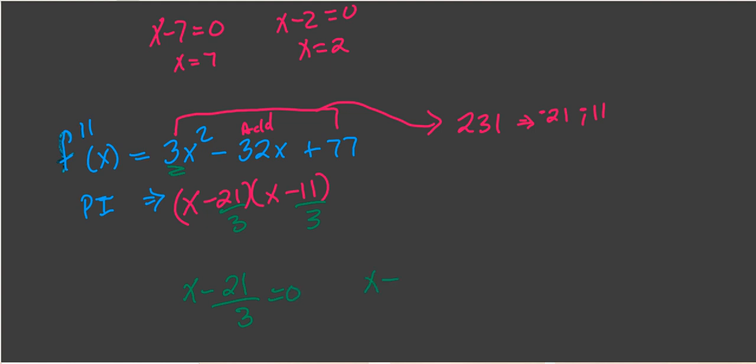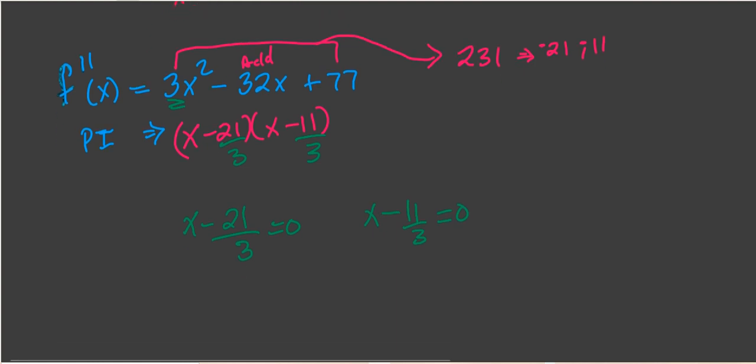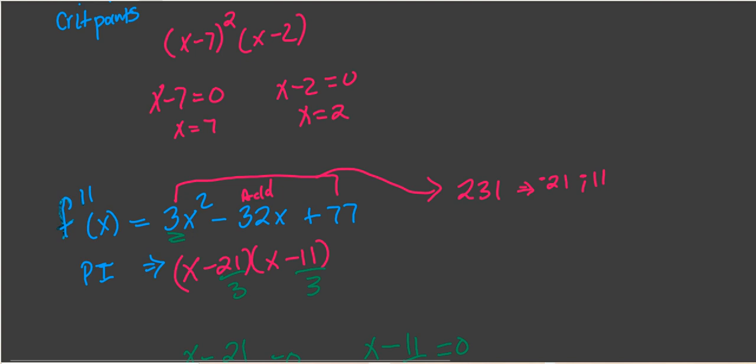And we can take this x minus 11 over 3 and set it equal to 0. So this will give me x equals 7 and x equals positive 11 over 3. Now I have 4 points. I have 2 critical points and I have 2 points of inflection. Please note that our point of inflection of x equals 7 and our critical point of x equals 7 happen to be the same.